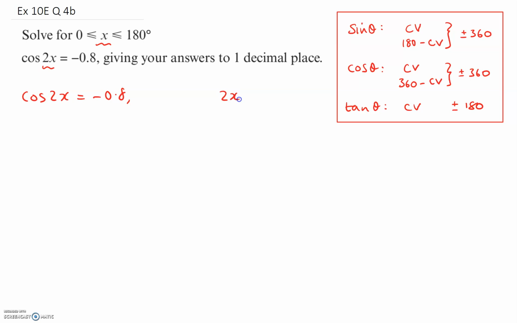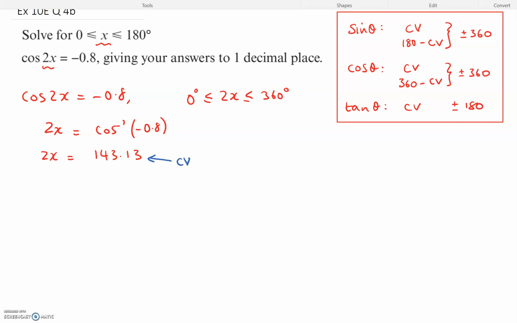So replacing x with 2x means I'd have to multiply each of the endpoints by 2. 180 multiplied by 2 is 360, and 0 multiplied by 2 is 0. So this becomes my new range. I can find solutions for 2x by doing inverse cos. And if I do inverse cos, I get 143.13, something like that. So that's your calculator value.